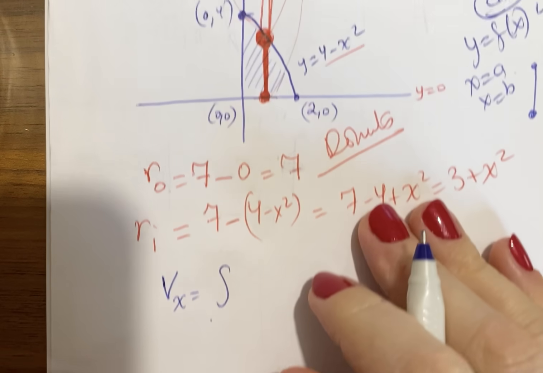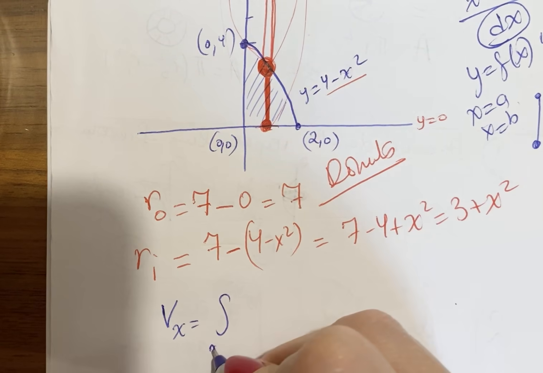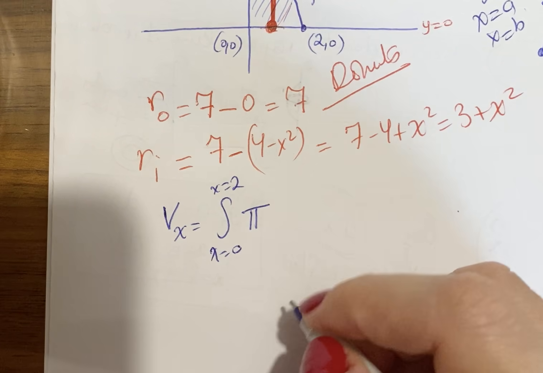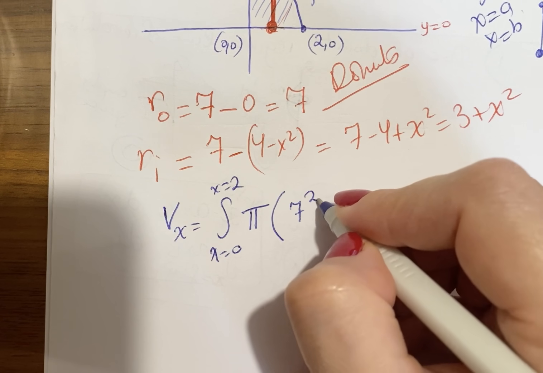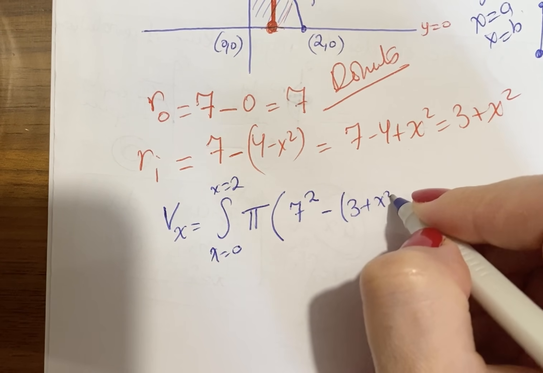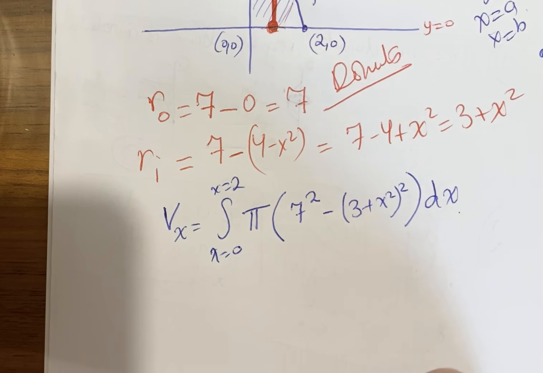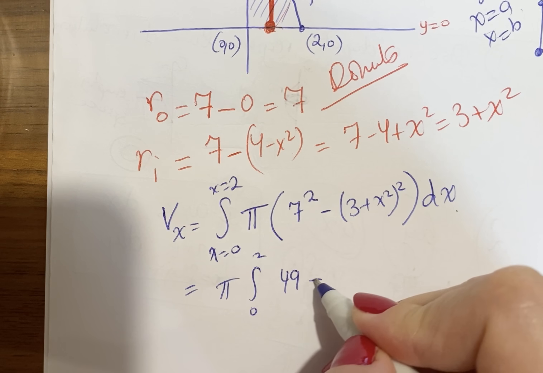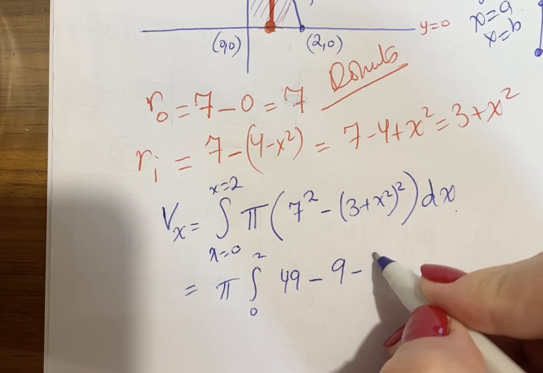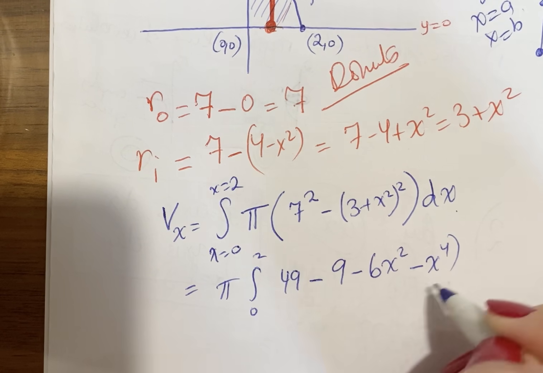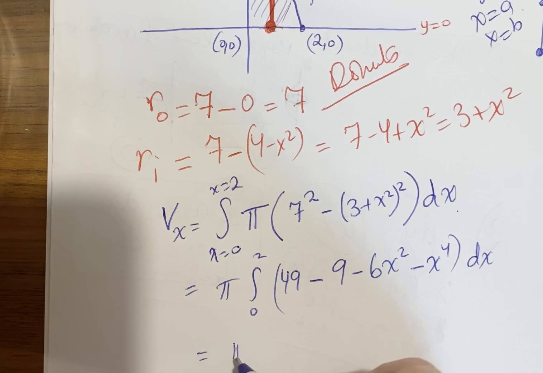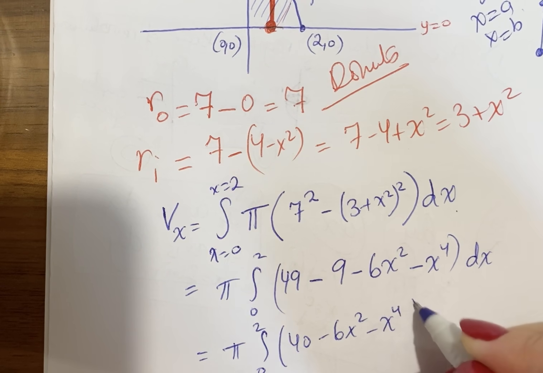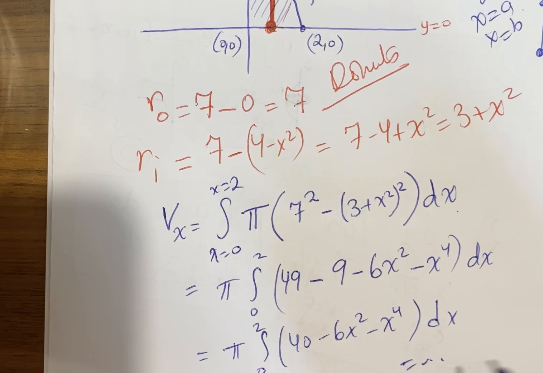It's the integral starting from x equals 0 to x equals 2 of, what is the area of a donut? The area of a donut is pi times outer radius squared minus inner radius squared dx. You throw the pi outside, you expand 49 minus 9 minus 6x squared minus x to the power 4, which is 40 minus those, and you integrate one by one and you get the answer.